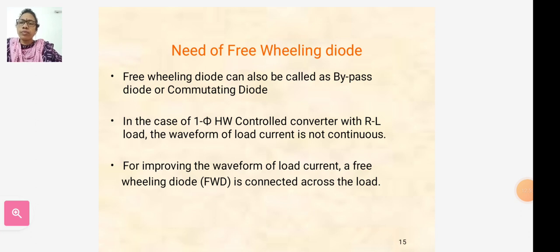Now we are going to discuss the freewheeling diode. Next, the circuit uses a freewheeling diode, which we can connect to a single phase half wave controlled rectifier with RL load. So what is the freewheeling diode? As in the case of the single phase half wave converter with RL load, the waveform of the load current is not continuous, and due to this the operating power factor of the system becomes very poor, which may give rise to poor performance of the circuit.